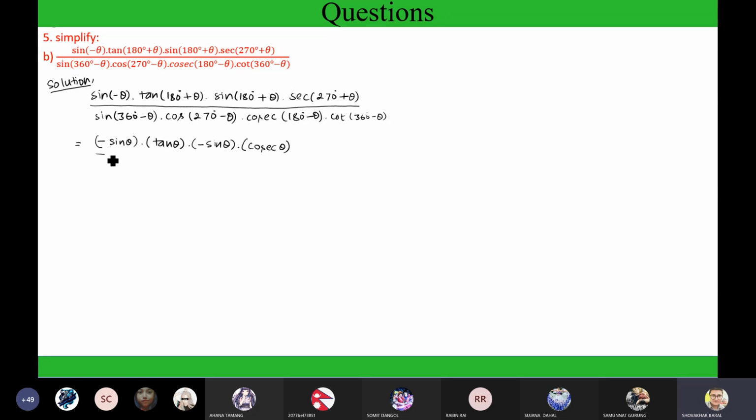whole upon sine 360 degree minus theta. Sine 360 minus theta, this 360 minus theta is the angle of the fourth quadrant.